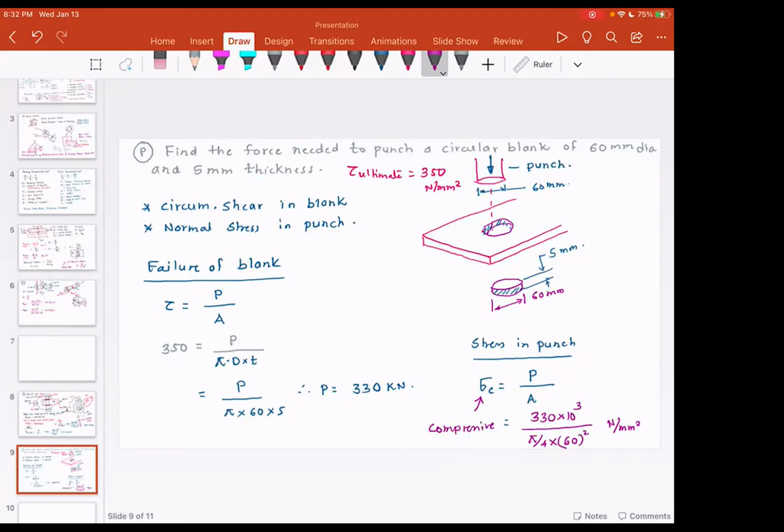And you have shear stress in the blank. Everyone understood about normal stress and shear stress? Any questions on this problem?